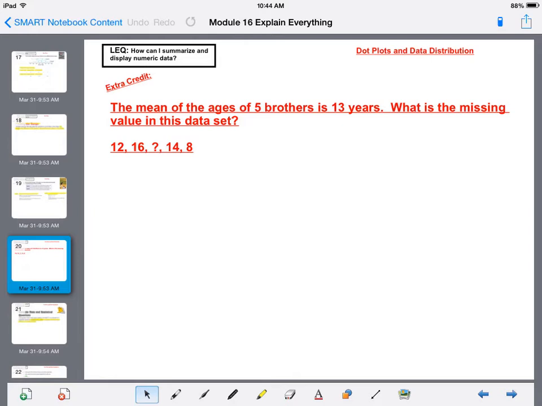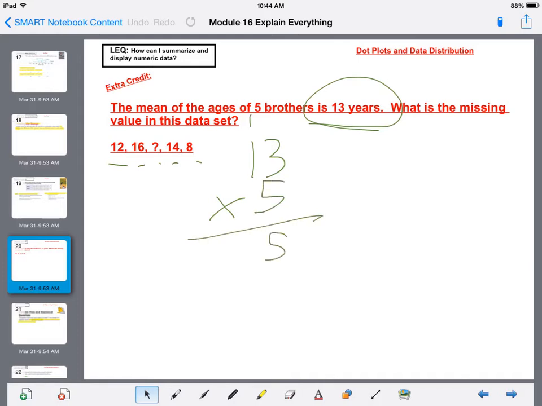So this is telling us that the mean is 13, and we have 5 values of which we have to find the missing one. So what we're going to do is take the mean and multiply it by the number of values in the set, which is 65. That means that all of these numbers have to add up to 65. So we can take 65 and start subtracting these, and that'll give us the missing value.